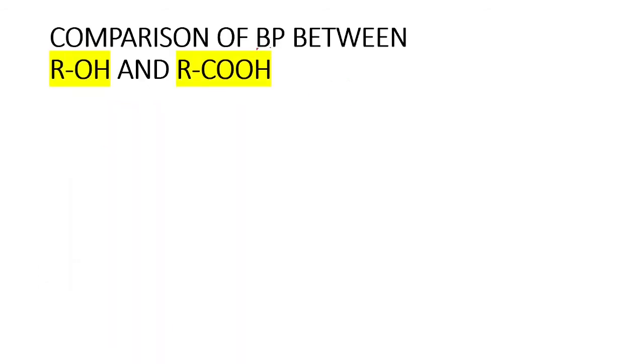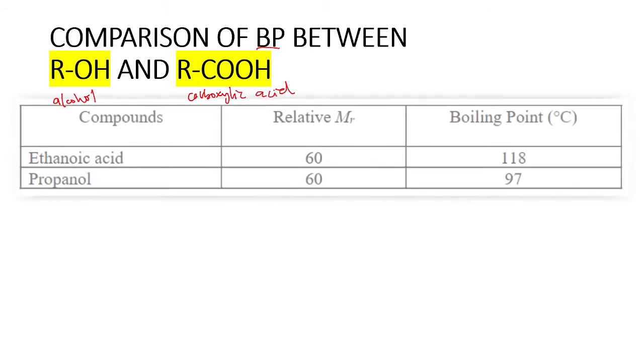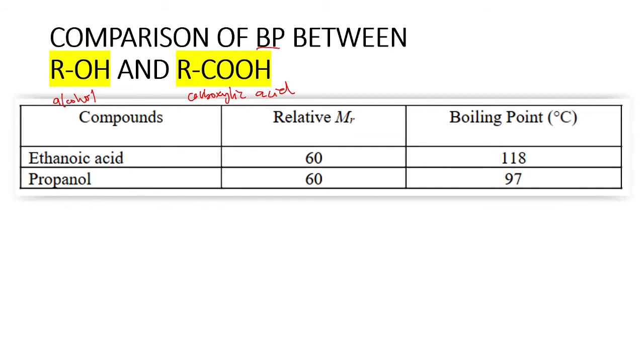Comparison of boiling point between alcohol, this is alcohol, ROH, and carboxylic acid. This is carboxylic acid. So if we look at ethanoic acid and propanol, this is ethanoic acid and propanol, this is alcohol. This is carboxylic acid. Relative molecular mass is 60. But ethanoic acid, we can see it has higher boiling point compared to only 97 of propanol. This one is 118.